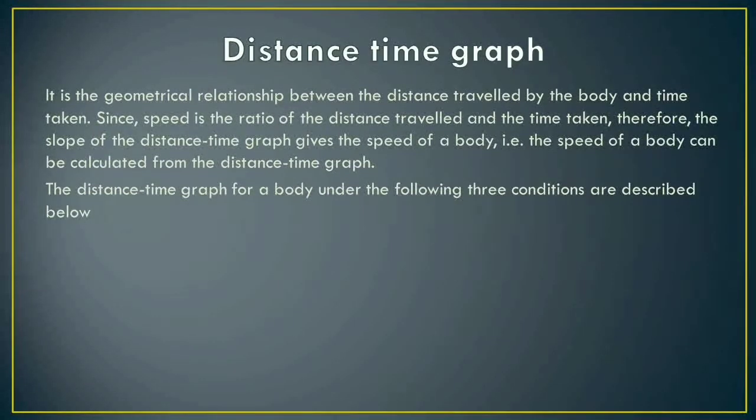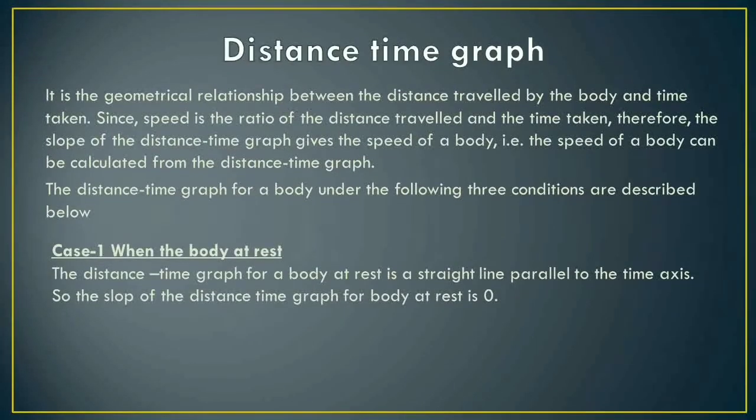Okay, so the distance time graph of a body can be drawn by plotting the distance traveled by the body on the y-axis and the time taken on the x-axis. Okay, since we know that the ratio of distance and time is speed, the slope of the distance time graph gives the speed of the body. That means the speed of a body can be calculated from the distance time graph. So in this graph, the following three conditions are described below.